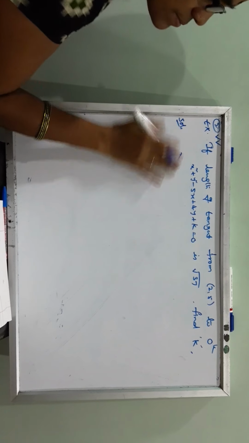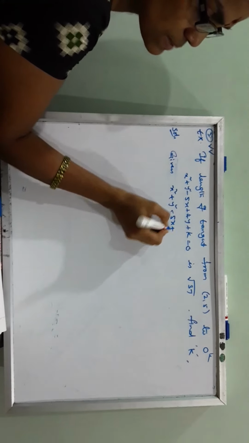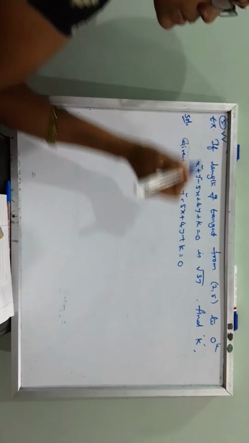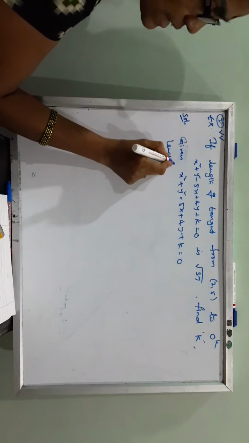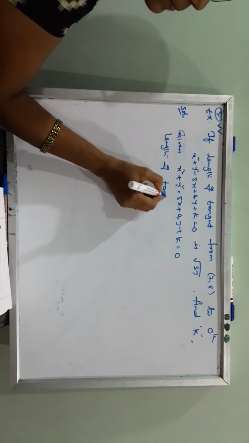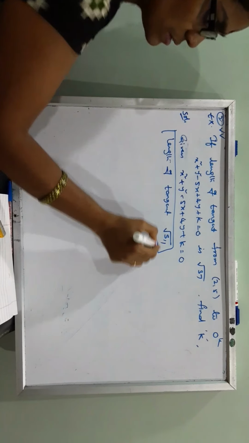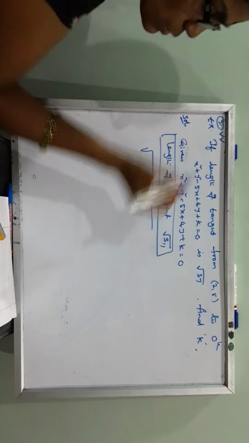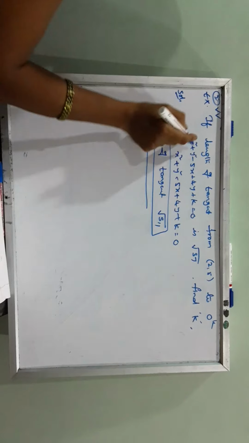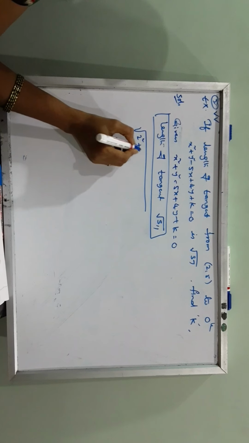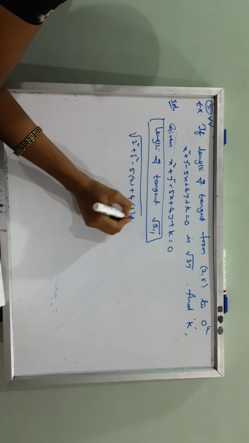The given equation is x square plus y square minus 5x plus 4y plus k is equal to 0. What is the formula for length of tangent? Length of tangent is defined as root of S11. Just substitute the point in the given circle. Put x equal to 2 and y equal to 5 here. 2 square plus 5 square minus 5 into 2 plus 4 into 5 plus k.